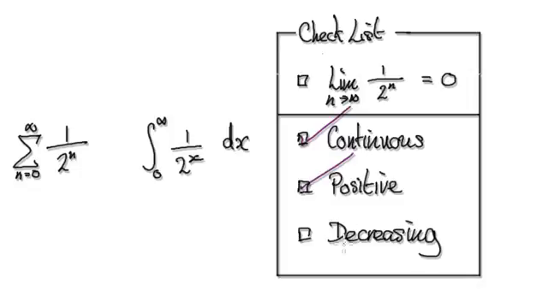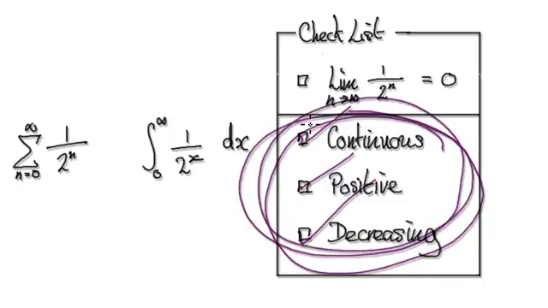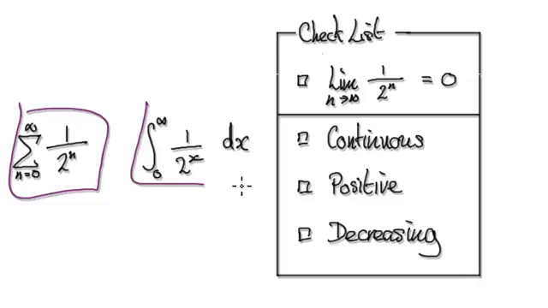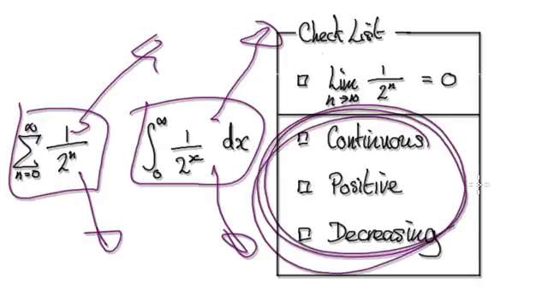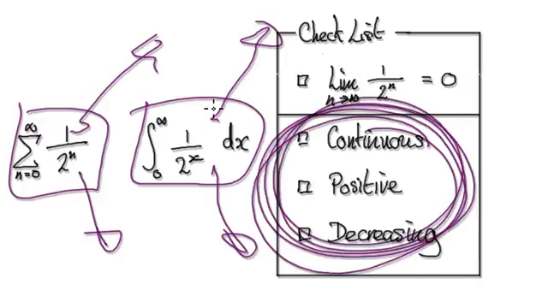Is it always positive? Yes, it will always be positive. Is it decreasing? Yes, it will always be decreasing. Because all these three have been satisfied, we can now make use of that theorem. The theorem that says that if this thing diverges, this will diverge. This thing converges, this thing will converge. We can now make use of that theorem because all these have been satisfied.